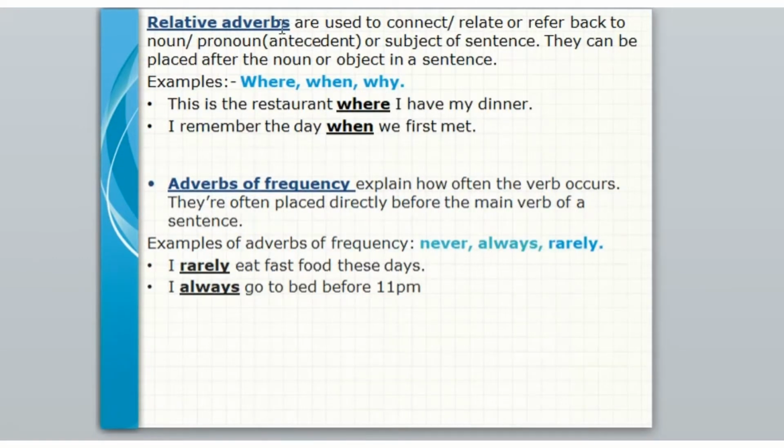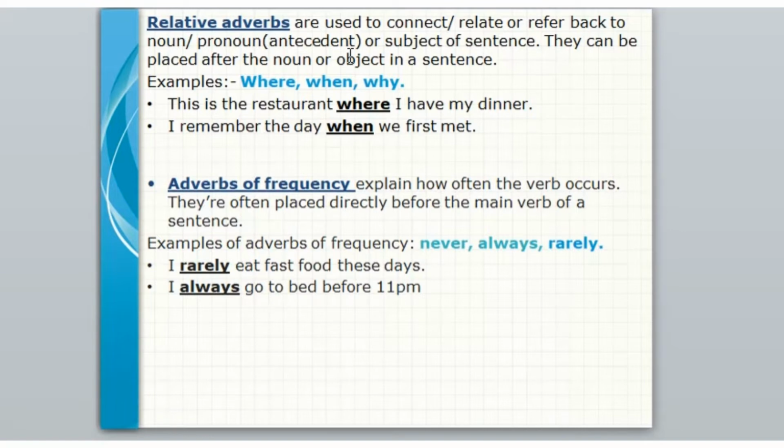Relative adverbs. Relative adverbs are used to connect, relate, or refer back to the noun, pronoun, antecedent, or subject of a sentence. They can be placed after the noun or object in a sentence. The antecedent is when a sentence talks about the name of a person. That name is called a proper noun. Students, we all know these are proper nouns, but in the following lines we will not be repeating this name every time. For that we'll be using some pronoun.